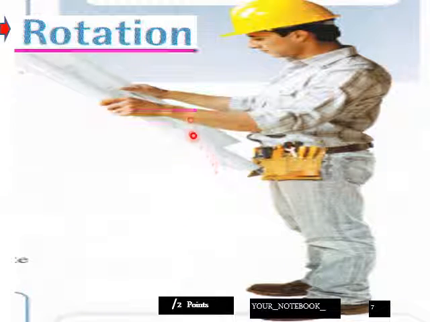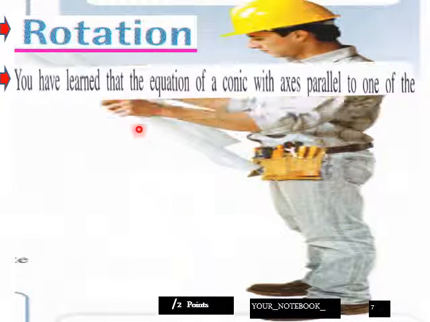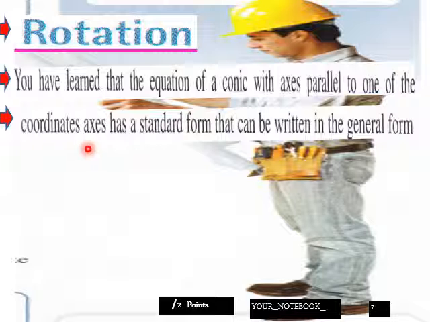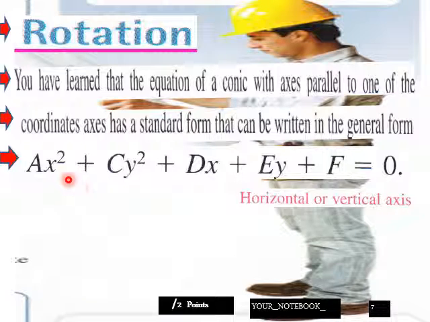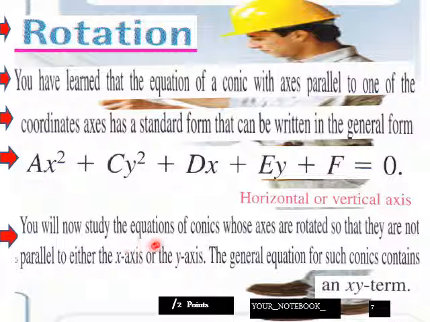Okay, moving on. Rotation. In your notebook, page 7, you've learned that the equation of a conic with axes parallel to one of the coordinate axes has a standard form that can be written in a general form, ax squared plus cy squared plus dx plus ey plus f equals 0. So this would be a horizontal or vertical axis in this situation here. You will now study the equations of conics whose axes are rotated so that they are not parallel to either the x-axis or the y-axis. The general equation for such conics contains an xy term.